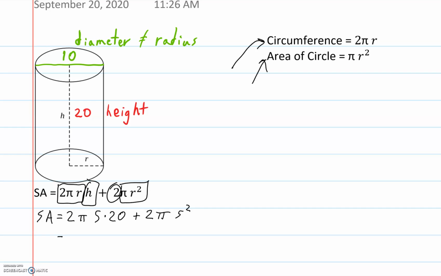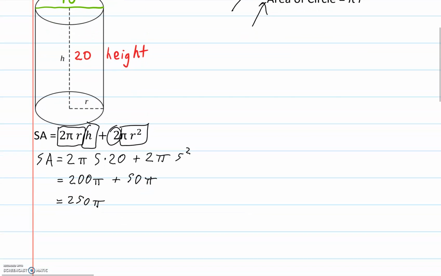Okay, now let's try to get closer and closer to an answer. 5 times 20 is 100, times 2 is 200 pi, plus 2 times pi times 5 times 5. 5 times 5 is 25, times 2 is 50, so 50 pi. So if we write it out as a perfect answer, it's 250 pi.